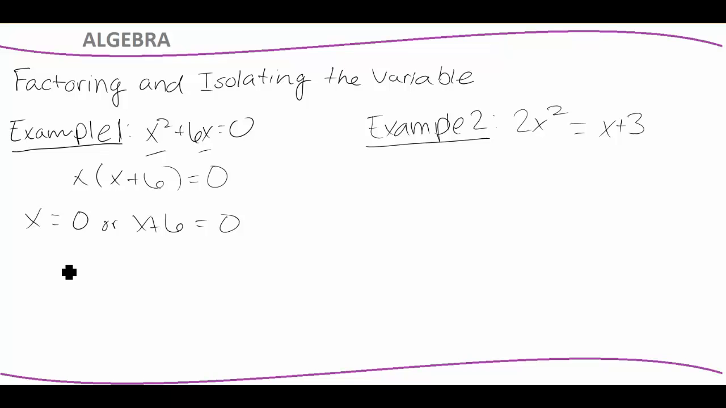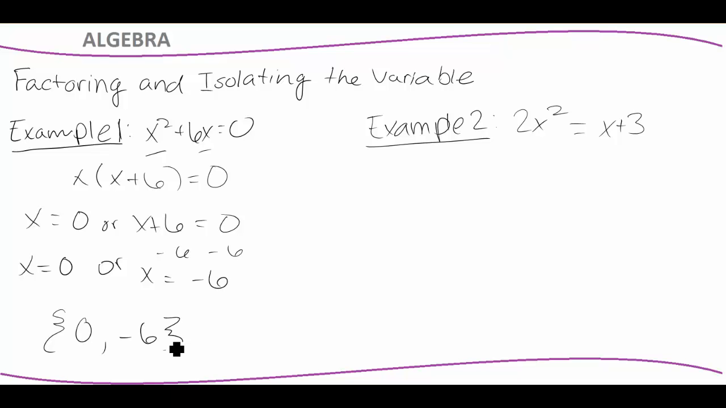And we're going to solve both, so x equals 0 is just going to be x equals 0, and we're going to have or, and we're going to subtract 6 from both sides, and so we're going to get x equals negative 6. And so our solution set for this one is going to be 0, comma, negative 6 in the squirrely brackets.